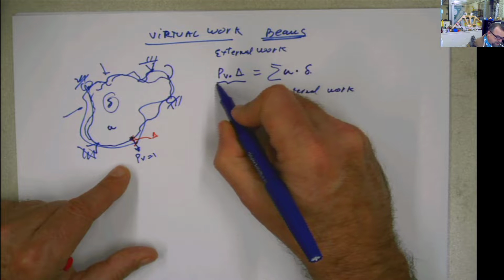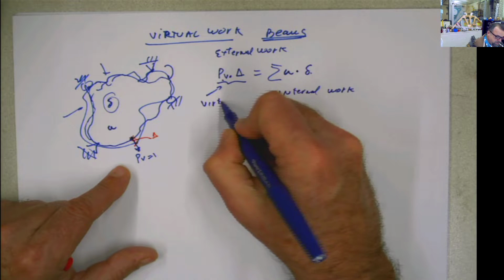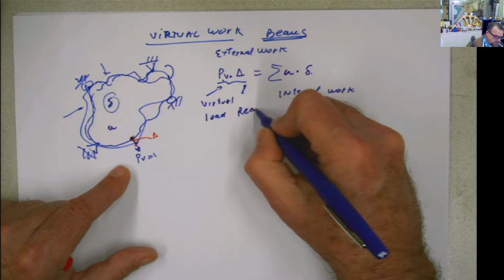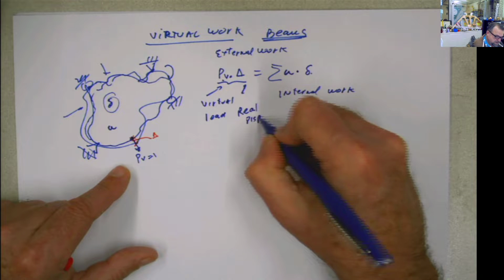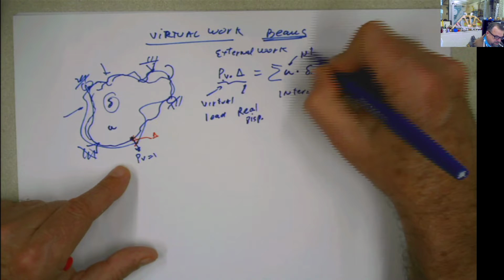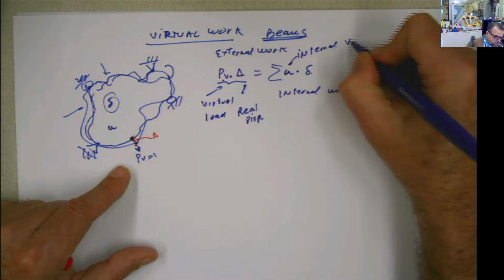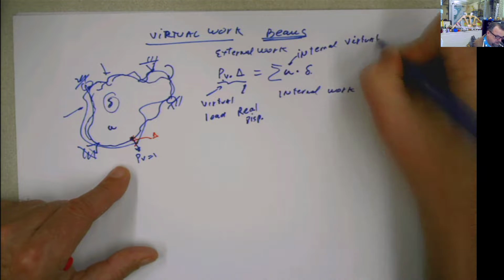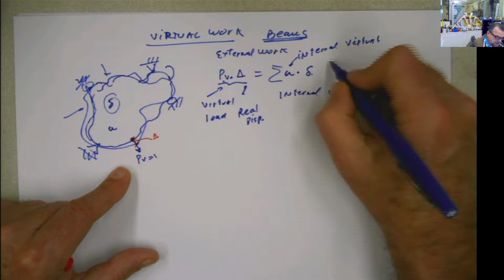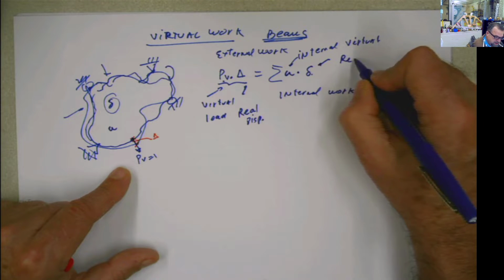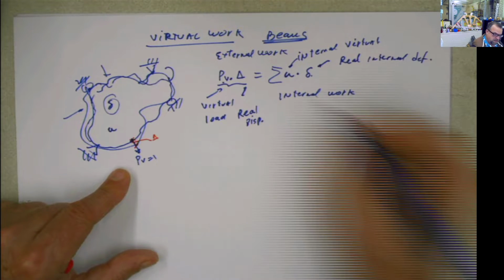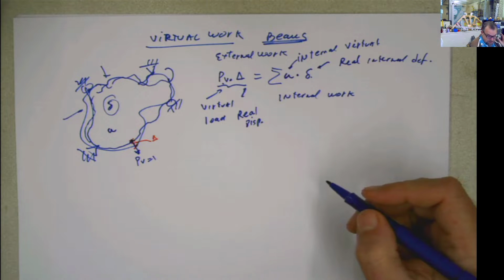Once again, this load is the virtual load, and this is the real displacement that we are interested in calculating. These are the internal loads produced by the virtual load, and these are the real internal deformations produced by the real external loads. That's basically what happens here.